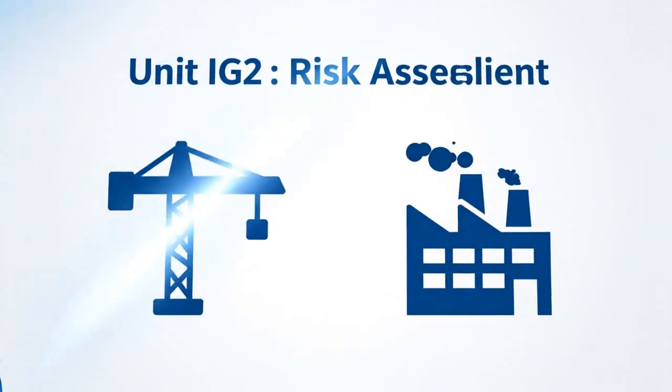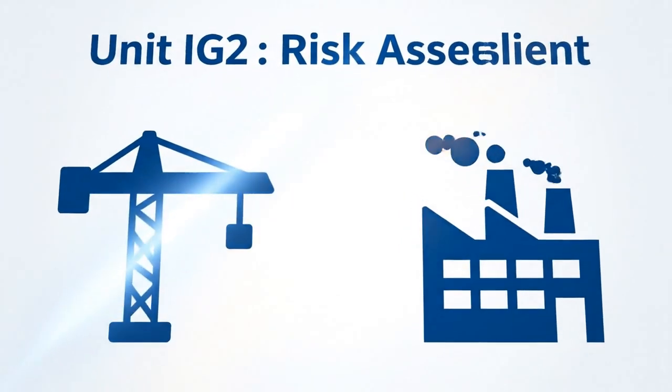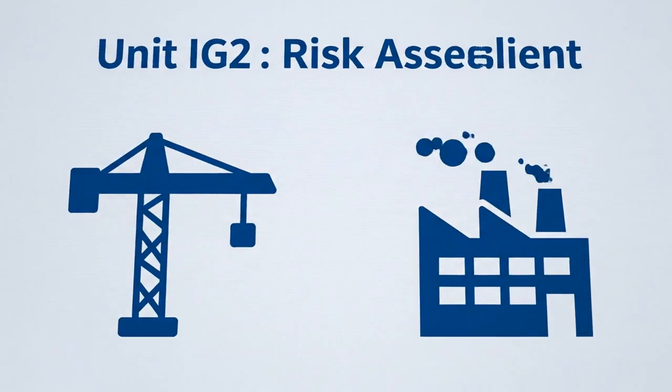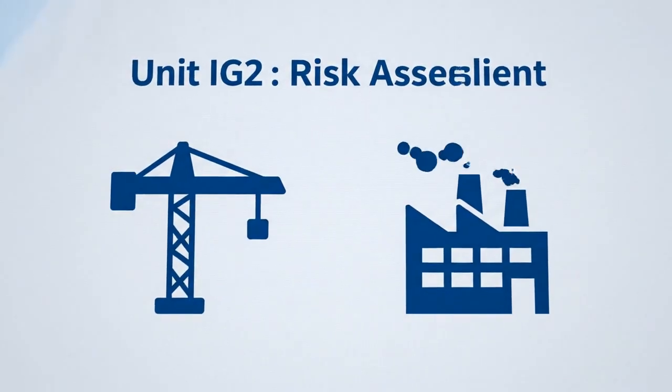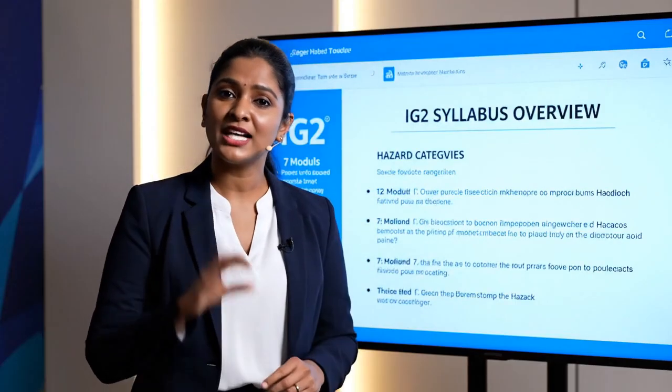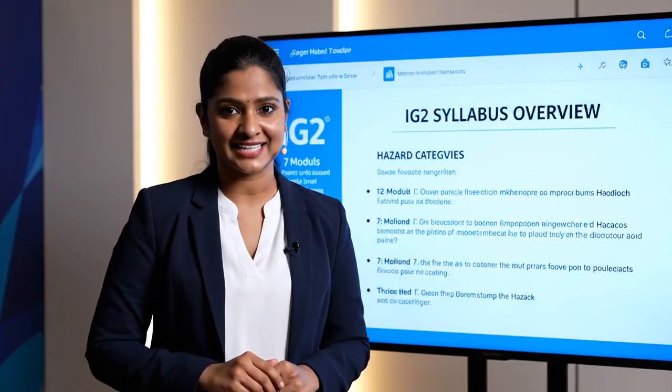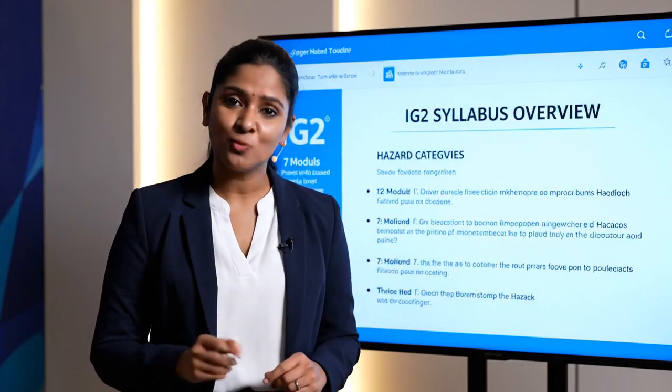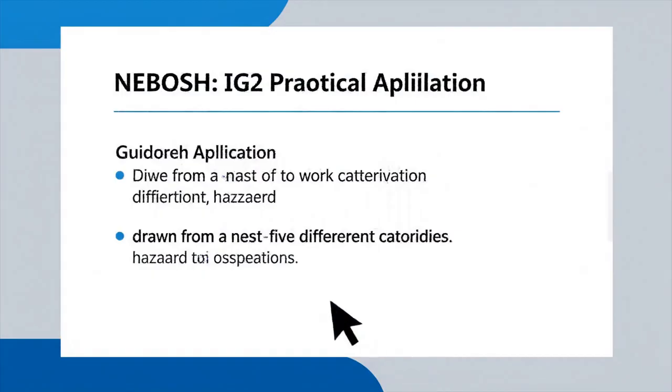Next is Unit IG2. This involves writing a formal risk assessment report based on specific hazard categories. The syllabus is broken down into 7 distinct hazard categories or themes that you must assess. According to guidelines, you need to record 10 observations drawn from at least 5 different hazard categories. To be safe, I recommend taking one observation from each of the 7 categories, then repeating a few.